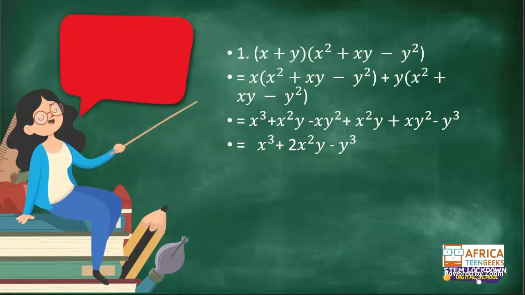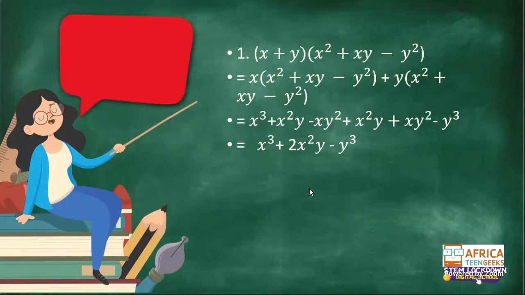At this point, you can see that the remainder of your expression there will be x cubed plus 2x squared y minus y cubed. That will be your expression once you have multiplied the binomial by the trinomial. So you can see even our last answer there is a trinomial.